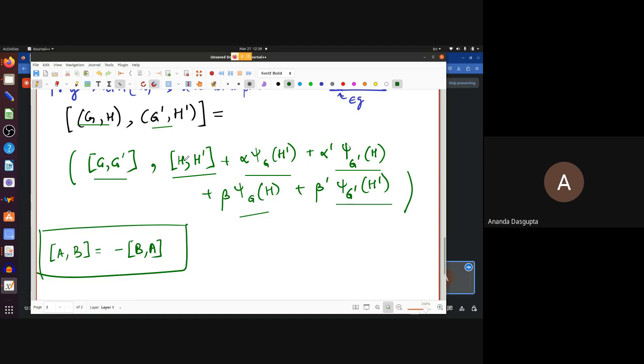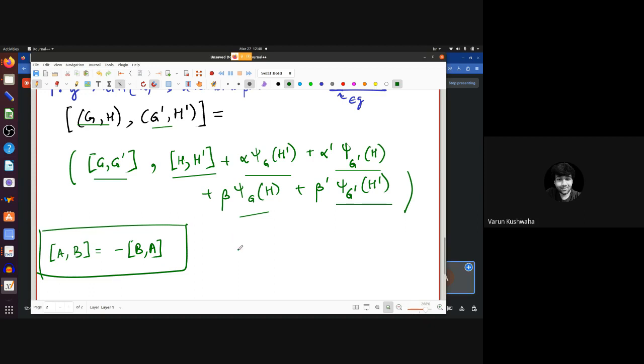You want to be able to interchange G and G prime as well as H and H prime at the same time, right? And get a minus sign. For that, what condition would you put on the parameters alpha, alpha prime, beta, beta prime? Alpha must be equal to alpha prime and beta must be equal to beta prime.